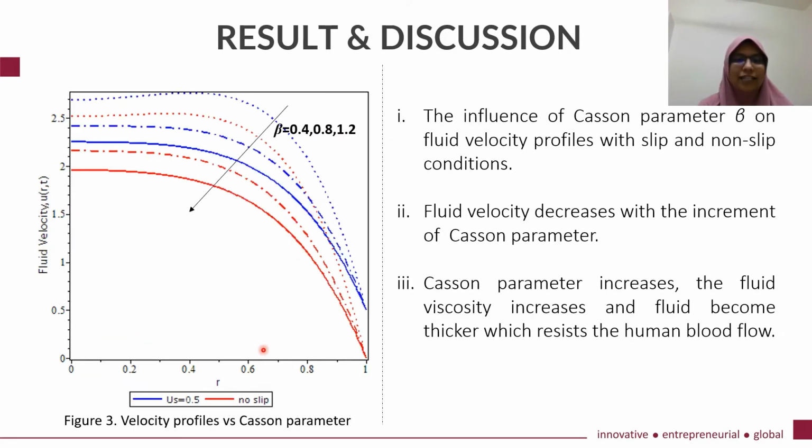Next is figure 3. It shows the influence of the Casson parameter on the fluid velocity profiles with slip and non-slip conditions. As we can see in this graph, blue color indicates the slip condition and red color indicates no slip. From this graph, fluid velocity decreases with the increment of the Casson parameter. As the Casson parameter increases, the fluid viscosity increases and the fluid becomes thicker, which resists the blood flow. Hence, it will decrease the fluid velocity.